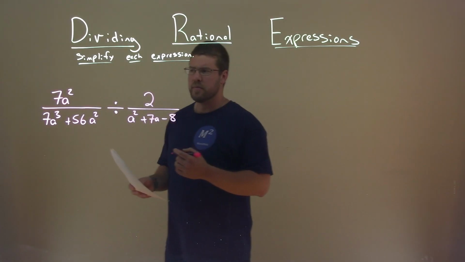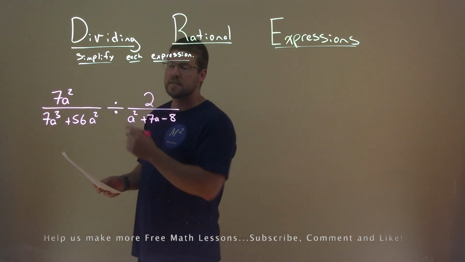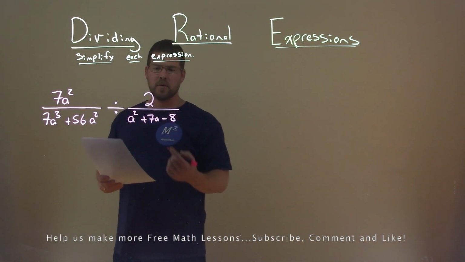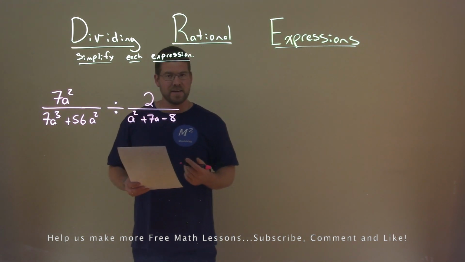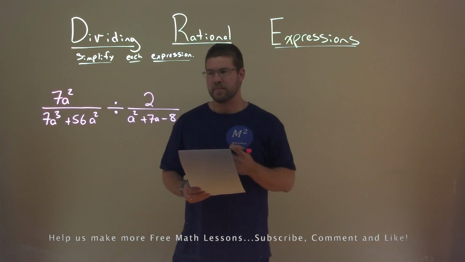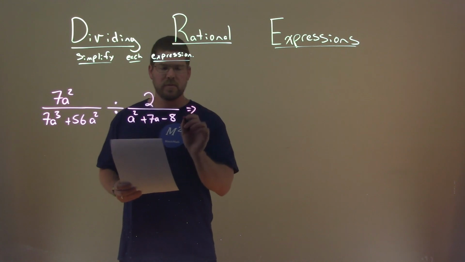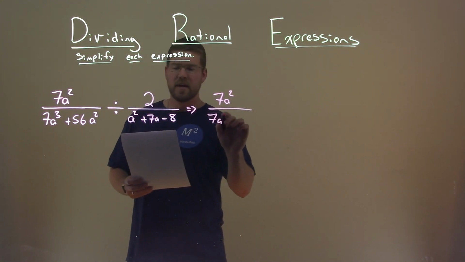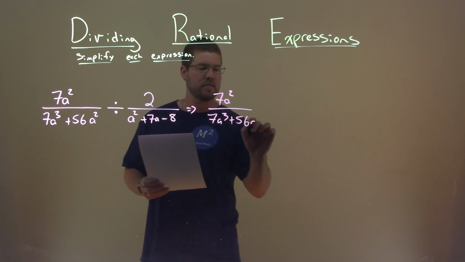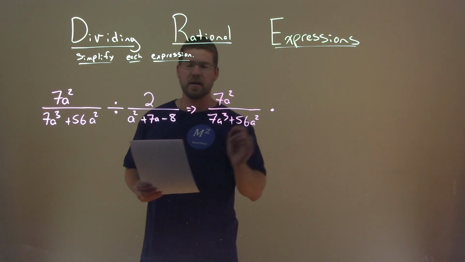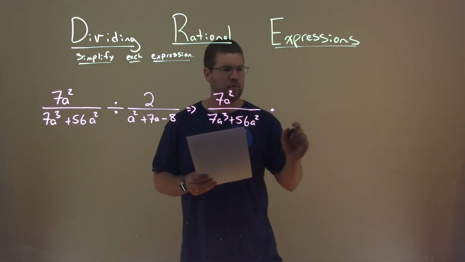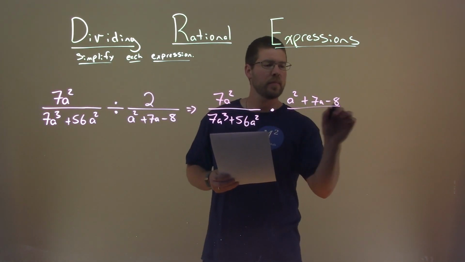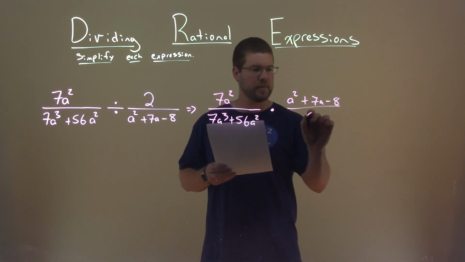We're given this expression right here. 7a squared divided by 7a to the third plus 56a squared divided by 2 over a squared plus 7a minus 8. And we need to simplify this expression. Well, I'm going to rewrite this to be a multiplication problem. So we take our 7a squared over 7a to the third plus 56a squared. And instead of dividing, we're going to multiply and flip the second fraction. a squared plus 7a minus 8 goes to the numerator, and the denominator is just 2 here.